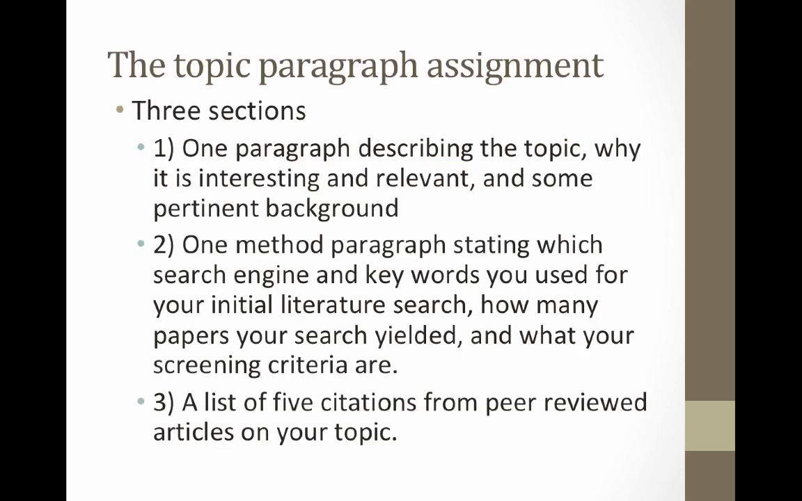And so today we're going to again talk about how to prepare your topic paragraph. The topic paragraph assignment has 3 sections. The first is a paragraph describing the topic, why it's interesting and relevant, and some pertinent background on your topic. The second is a method paragraph stating which search engine and keywords you used for your initial literature search, how many papers your search yielded, and what your screening criteria are. And the third is a list of 5 citations from peer-reviewed articles on your topic.